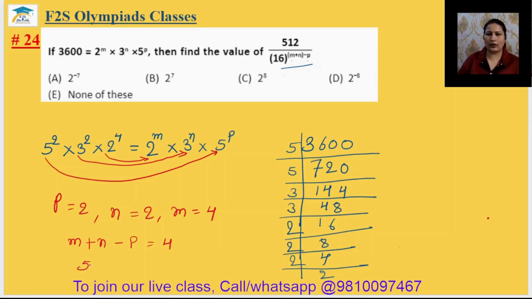So I can write here 512 upon 16 to the power 4. 512 means 2 to the power 9, upon 16 to the power 4, which means 2 to the power 16. Now bases are the same, so powers will be subtracted. 9 minus 16 is minus 7, so 2 to the power minus 7. Option A. The 24th answer is option A.